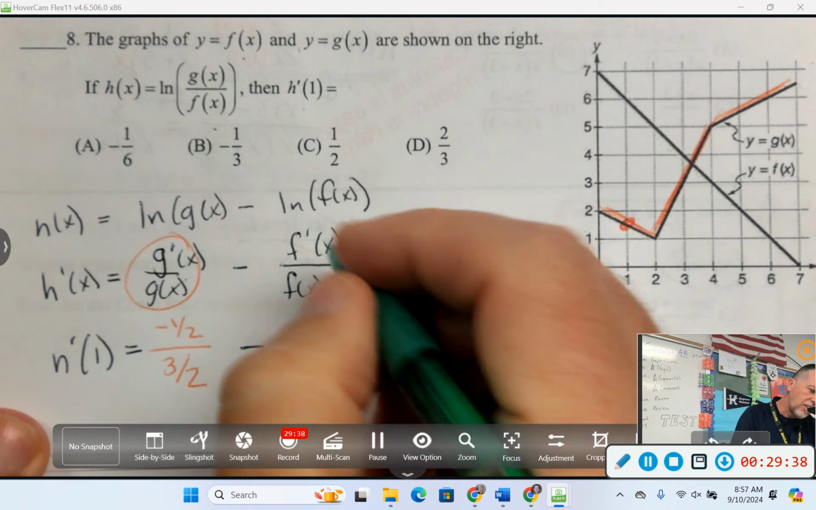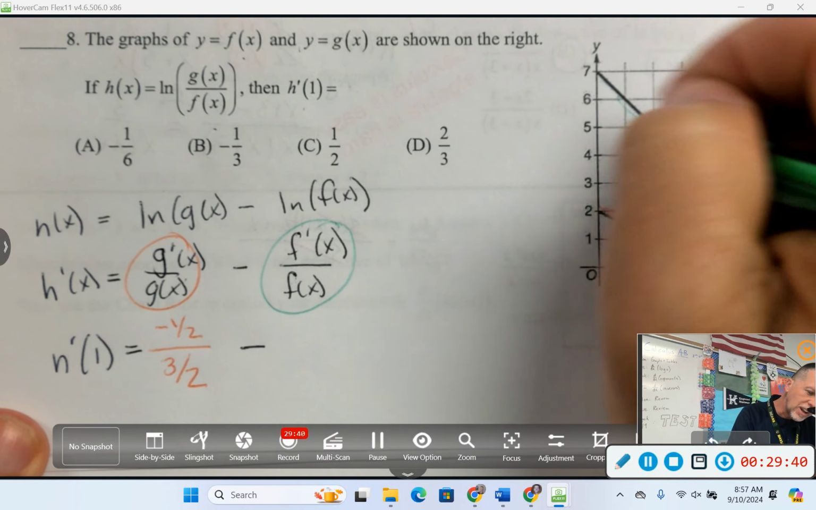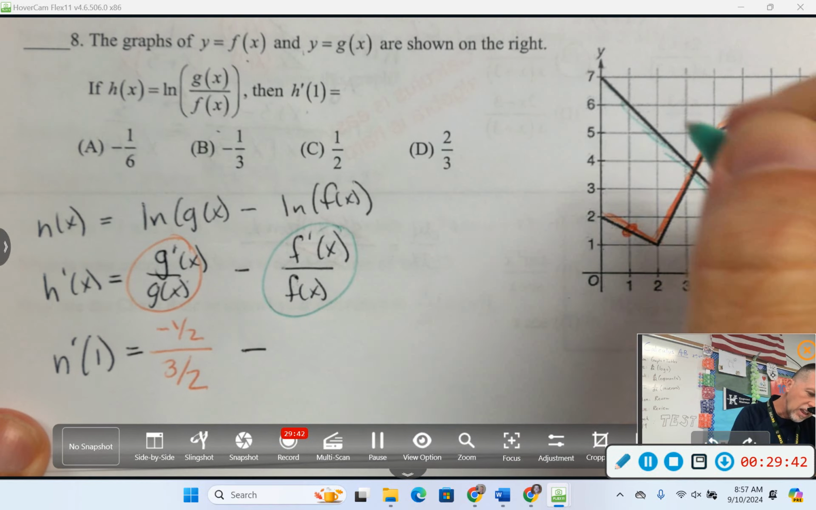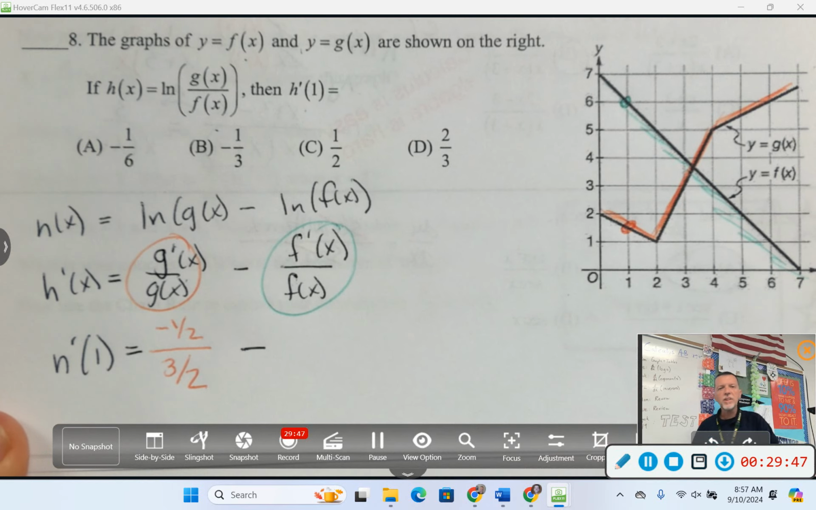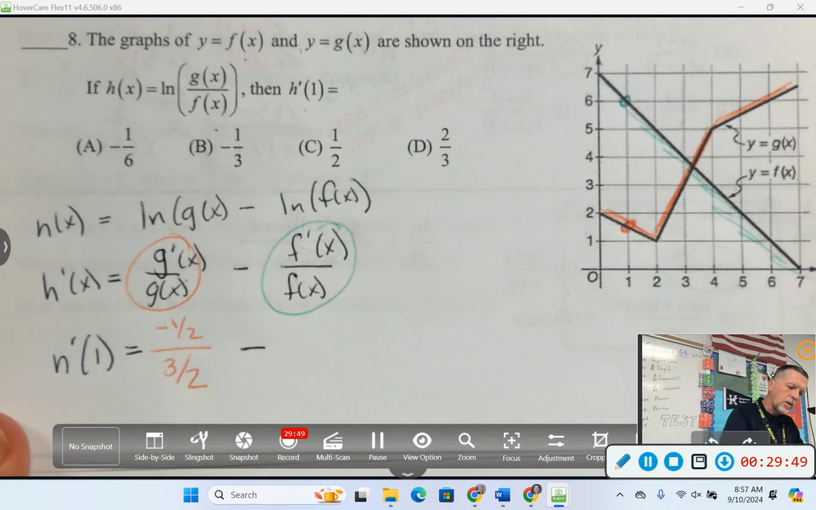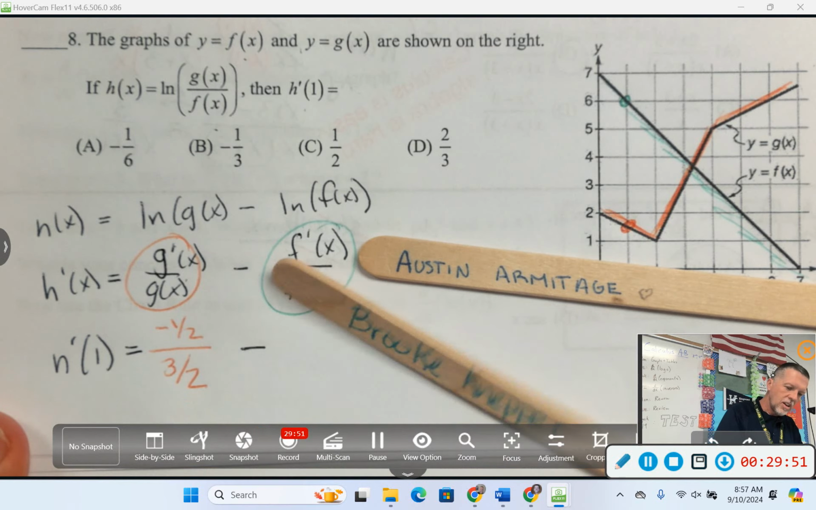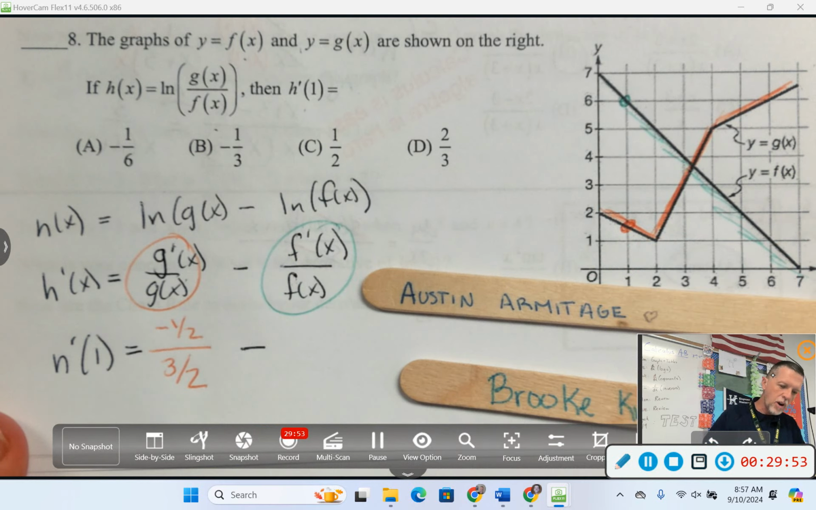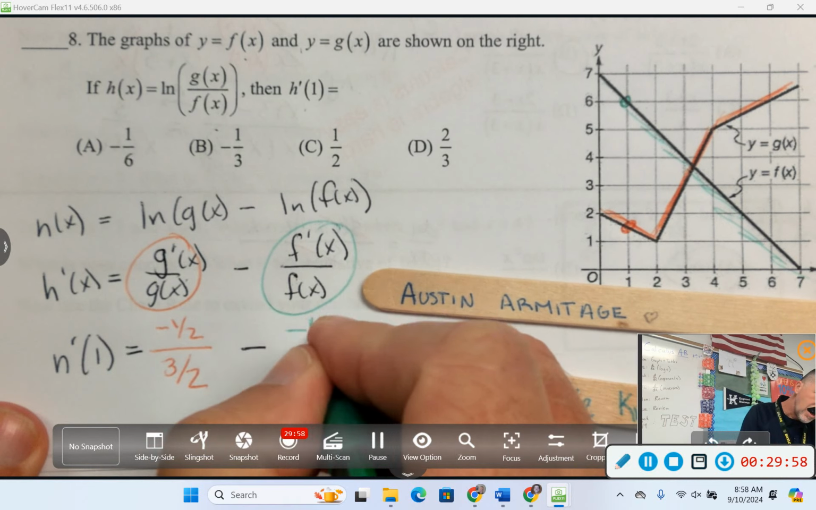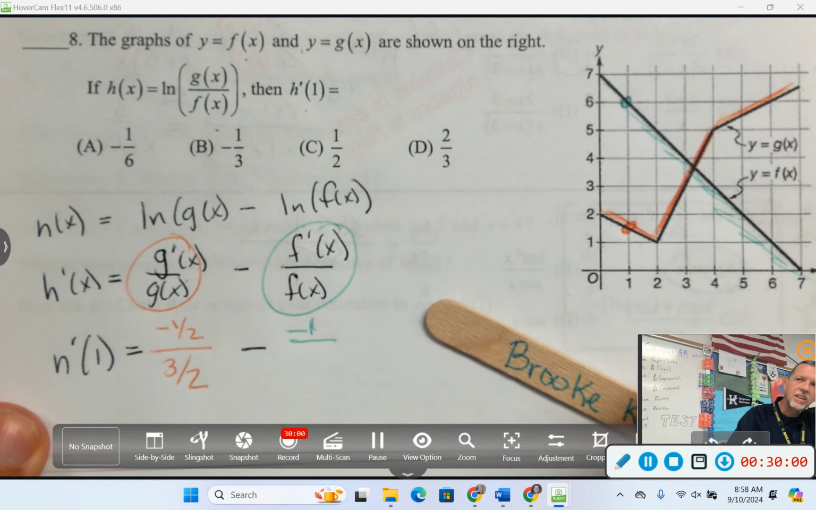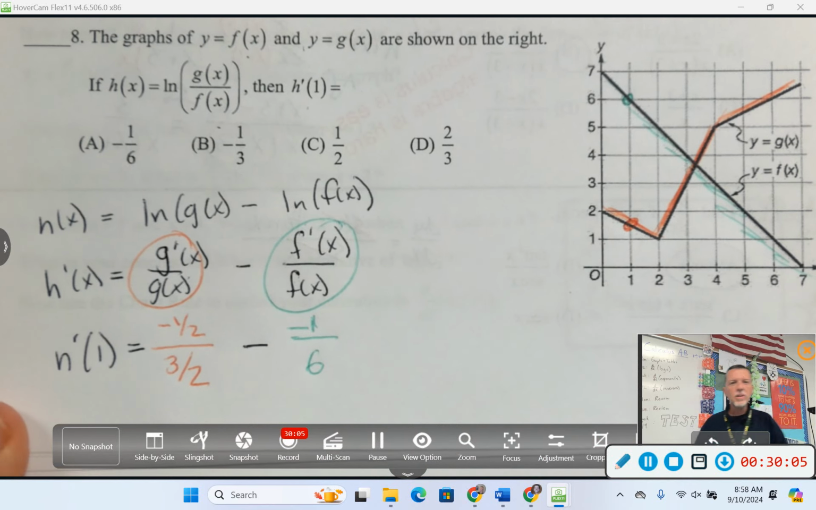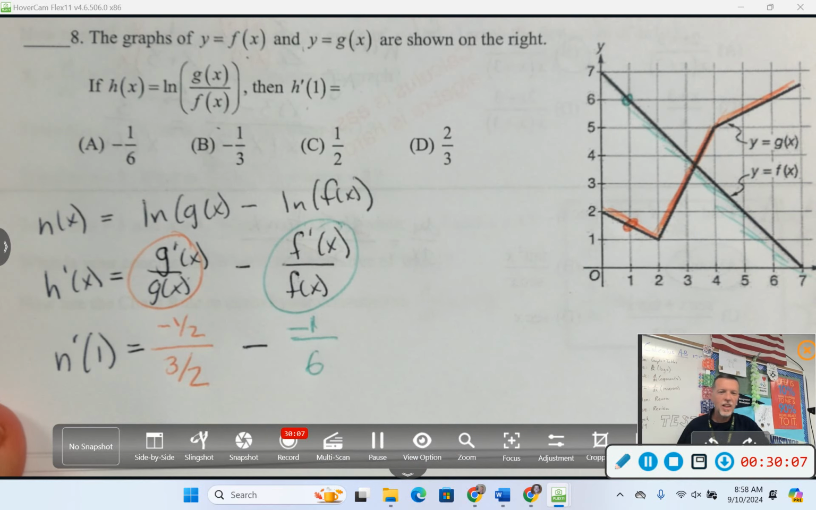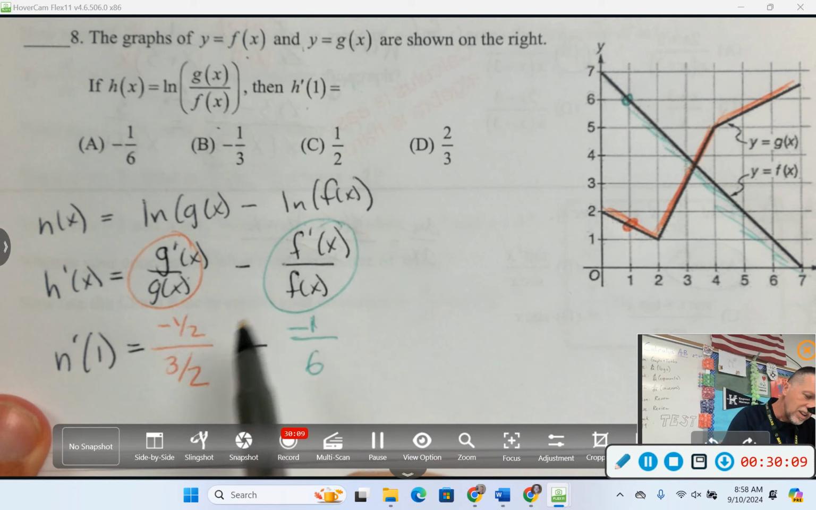G stuff, F stuff I'll do in green. We're still at 1, so right here. This one's a little bit easier. Let's pick on 2 more people here. Austin, what's f prime at 1? Negative 1. And Brooke, what's f of 1? 6. So that's a good enough safe stop, but obviously it's multiple choice.